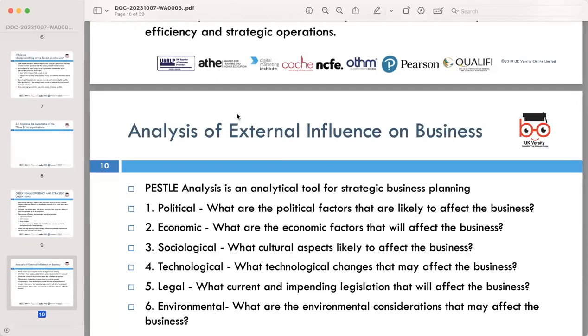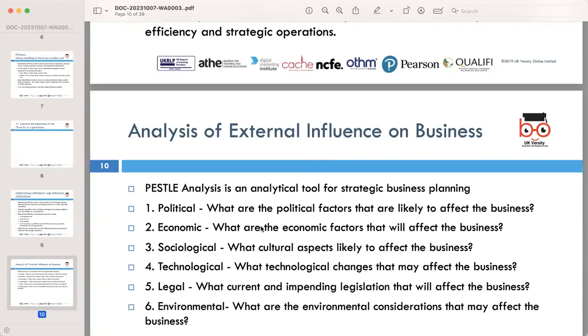Yeah, Alhamdulillah. Okay, so analysis of external influence on business. PESTEL analysis is an analytical tool of strategic business planning. Basically, PESTEL analysis studies the key external factors like political, economic, sociological, technological, legal, and even environmental, that influence an organization.